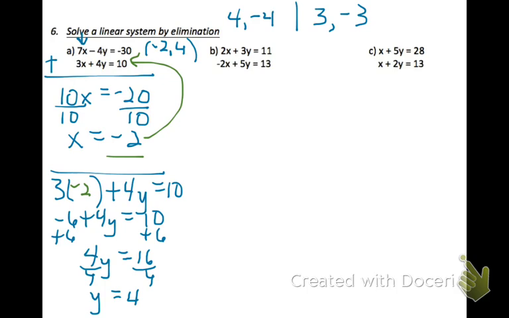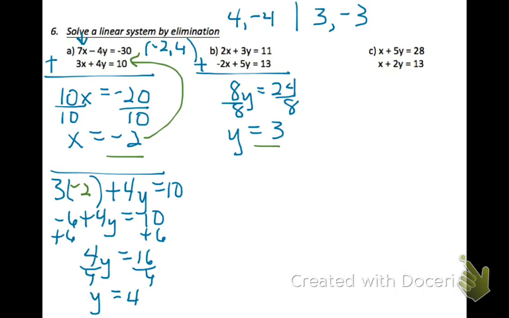Now B, I take a look at my x variables. I notice I've got opposites. So this system is ready to go ahead and add so we can eliminate those x's. When I add those, they get 0. 3y's plus 5y's are 8. 11 plus 13 is 24. Divide both sides by 8. So y equals 3.